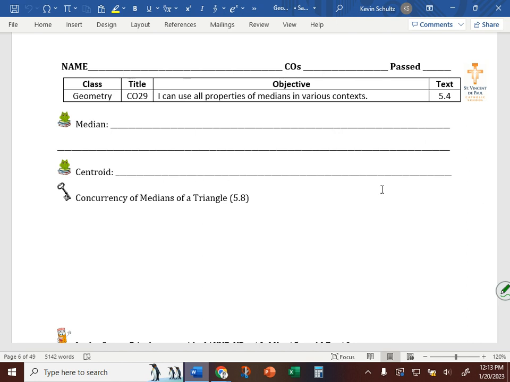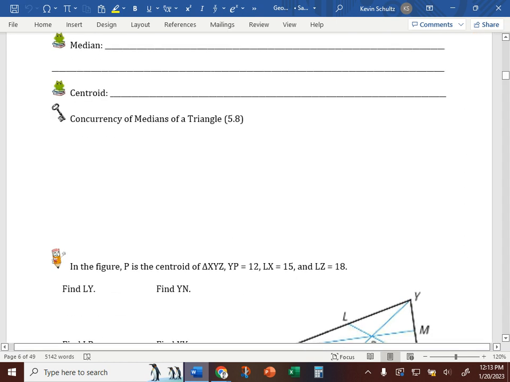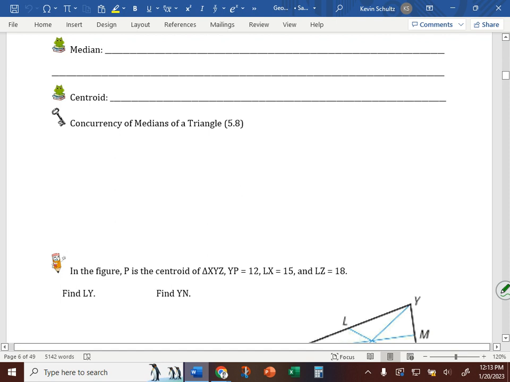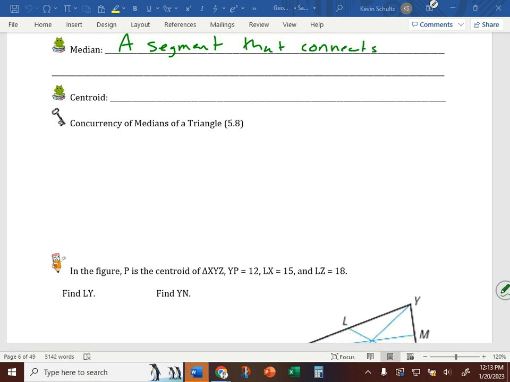Centroid. Okay? And the centroid, folks, is formed by the point of concurrency of the medians. And a median is a segment that connects a vertex to the midpoint of the opposite side. Okay? A segment that connects a vertex to the midpoint of the opposite side.